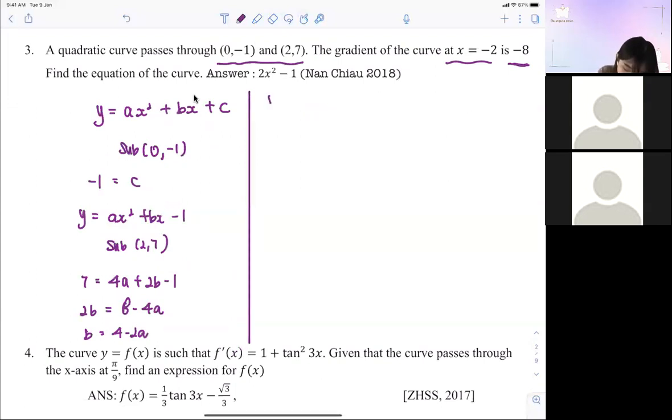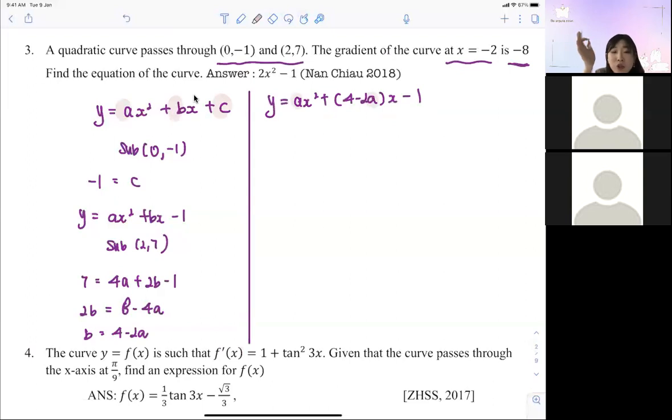Okay, we try to reduce the number of unknowns. y equals ax squared plus your b, which is 4 minus 2a, times x, plus c. This is your quadratic equation. Can you see? From 3 unknowns, 1, 2, 3, I keep it to only one unknown, which is just a.